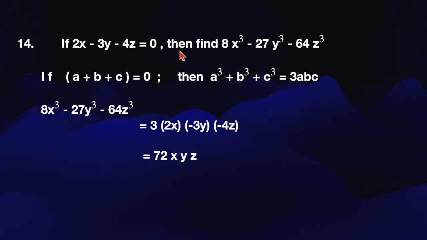If this is 0, then find. So they have given that it is 0. That means this is equal to 3 into A into B into C. So here A is 2x, B is minus 3y, C is minus 4z. So 3 into 2x into minus 3y into minus 4z. That is equal to 72xyz, which is the answer.